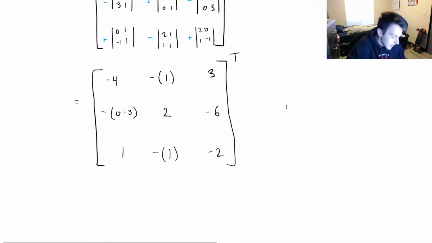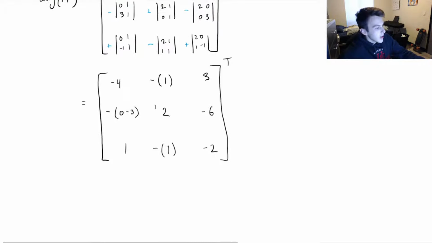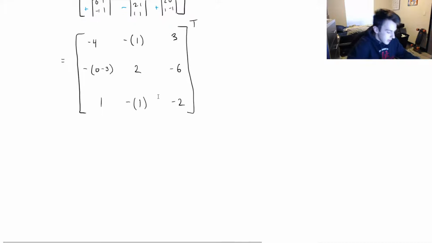Cool. So finally, we've done all the tedious work. Let's double check all of our cofactor signs are correct. We've got negative, positive, negative, positive. Okay, everything's looking okay. Great. So now we just have to simplify this and take the transpose.